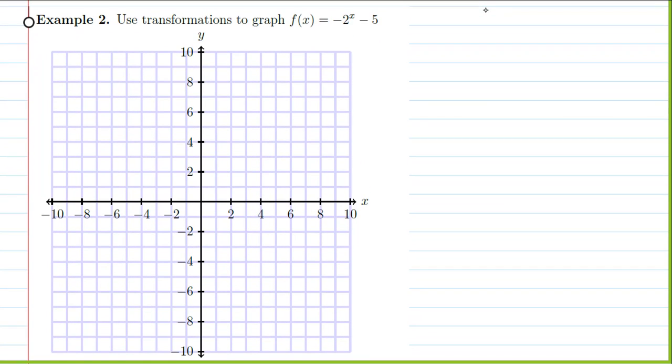So it says use transformations to graph negative 2 to the x take away 5. So we know our parent function has to contain the point 0, 1. We know that we have a horizontal asymptote at y equals to 0. And this is our parent function. It comes along the x-axis, hits this, and goes up like this.